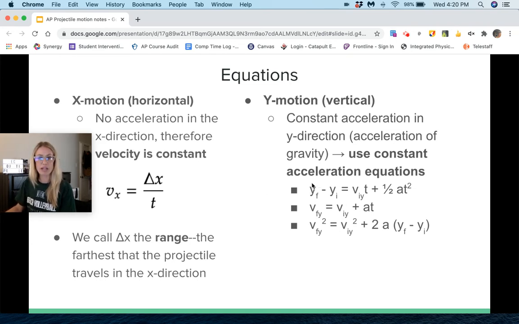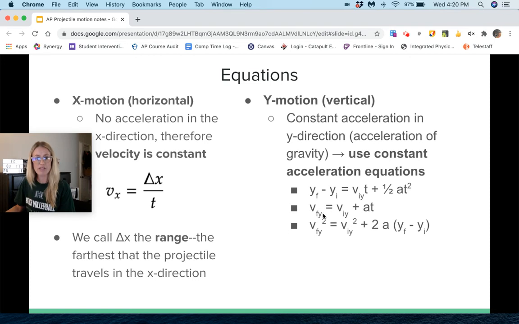We have our change in position in the y direction is equal to the initial velocity in the y direction. Pay close attention to these subscripts right here, okay? Because it is very important for us to split up the velocity and have both the y component and the x component of velocity. So we have the initial velocity in the y direction times time plus 1/2 times the acceleration in the y direction times time squared, where of course this acceleration is the acceleration of gravity.